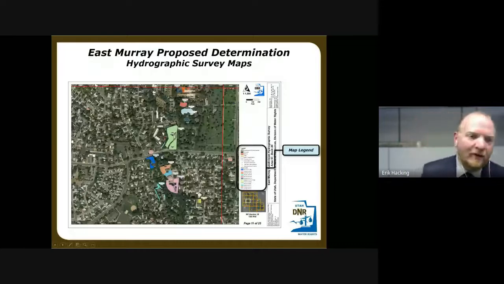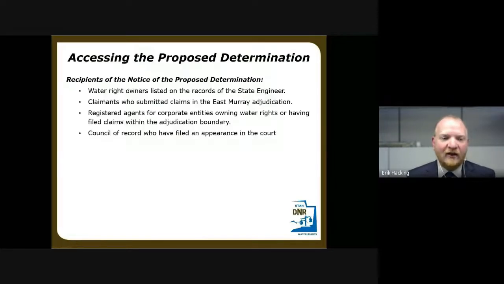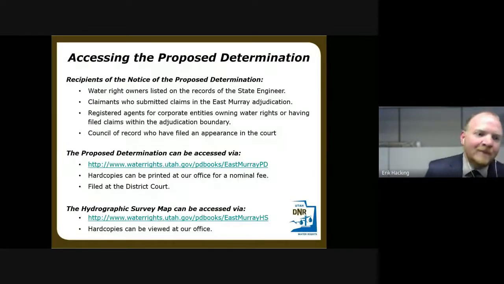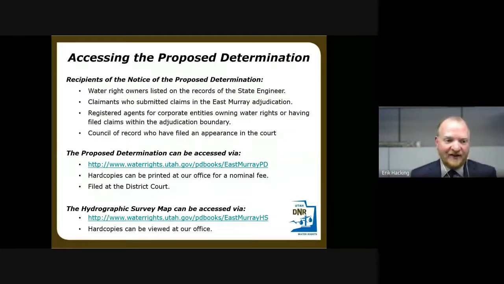Now, accessing the proposed determination. So notices of the proposed determination were sent to water right owners listed on the records of the state engineer, claimants who submitted claims in the East Murray Adjudication, registered agents for the corporate entities owning water rights or having filed claims within the adjudication boundary, counsel of record who have filed an appearance in the court. And so the proposed determination can be accessed via this website. Hard copies may also be purchased from our office for a nominal fee. And it was also filed at the district court, so you can check it out there. The hydrographic survey maps are available on our website, and hard copies are available in our office.